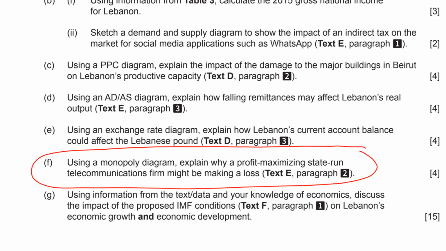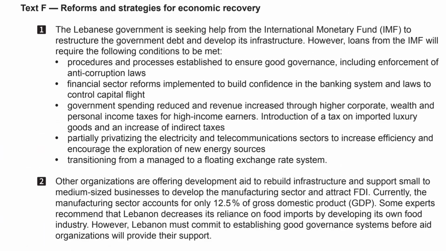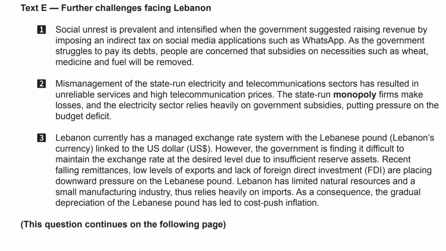Now, part F, using a monopoly diagram, explain why a profit-maximizing state-run telecommunications firm might be making a loss. Text D paragraph 2. So let's look at text D paragraph 2. Mismanagement of the state-run electricity and telecommunications sector has resulted in unreliable services and high telecommunications prices. The state-run monopoly firms make losses, and the electricity sector relies heavily on government subsidies, putting pressure on the budget deficit.